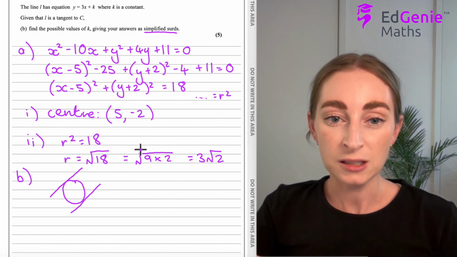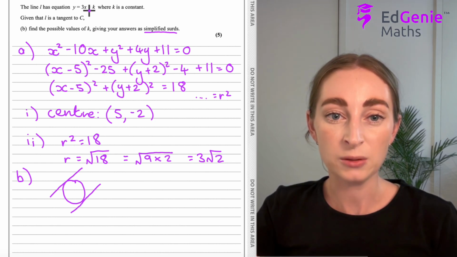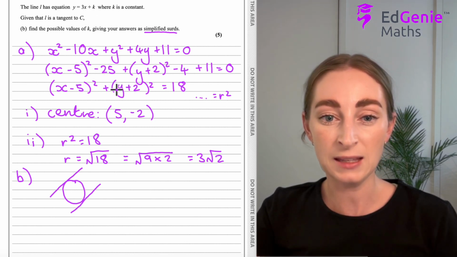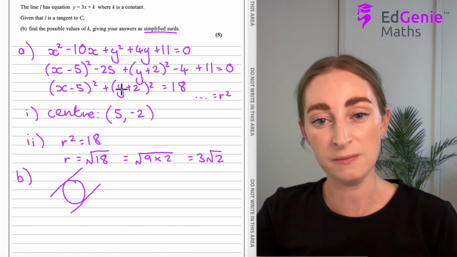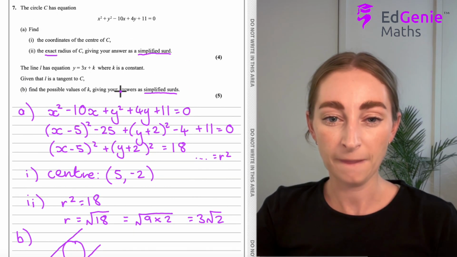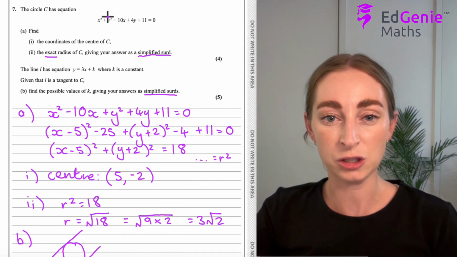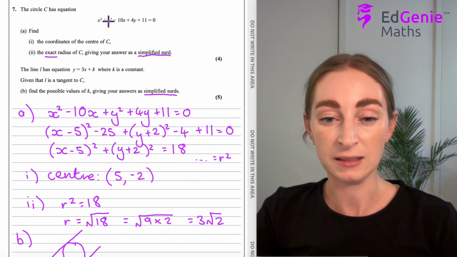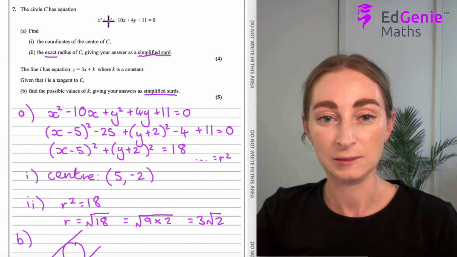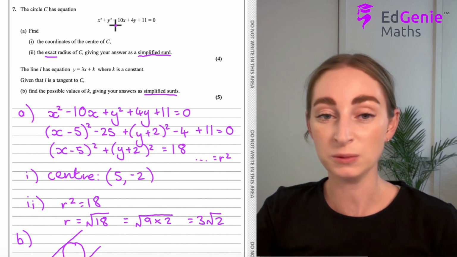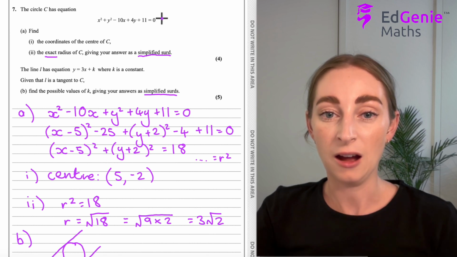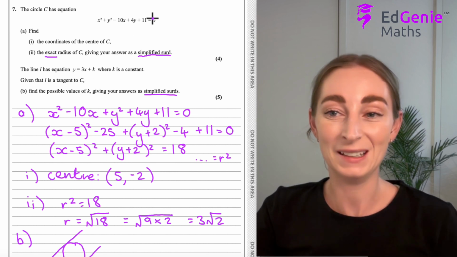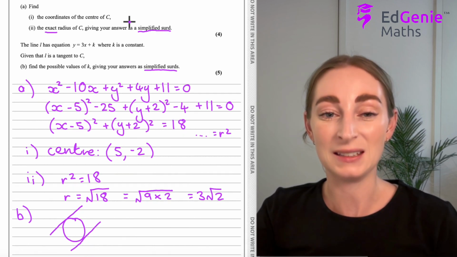Let's have a look. Is it going to be easier? So we've got y equals 3x plus k. Is it going to be easier to substitute in here? Or is it going to be easier to substitute in here? It's up to you really, isn't it? What do we think? It honestly doesn't matter. I think either one is going to be just as difficult. 50-50. Let's put it into this one.